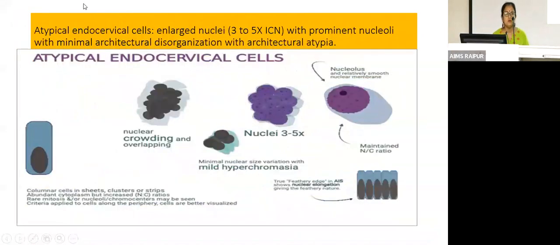On the other hand, what would an atypical endocervical cell look like? The atypical endocervical cell will be enlarged 3 to 5 times the size of an intermediate cell nucleus with or without prominent nucleoli and with minimal architectural disorganization.